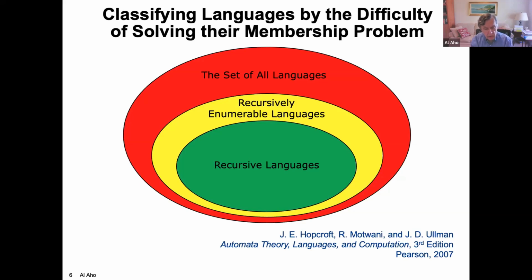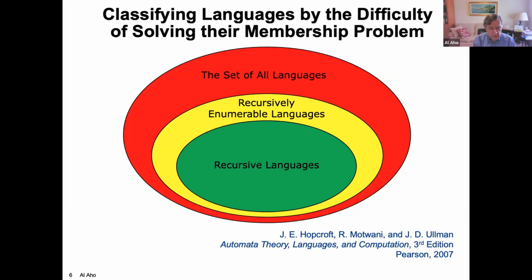Then there are some languages whose membership problem can be partially solved by a Turing machine in the sense that given a specification of a language and an input string, we can construct a Turing machine that will always halt and answer yes if the string is in the language, but there may be some strings not in the language for which the Turing machine will not halt.